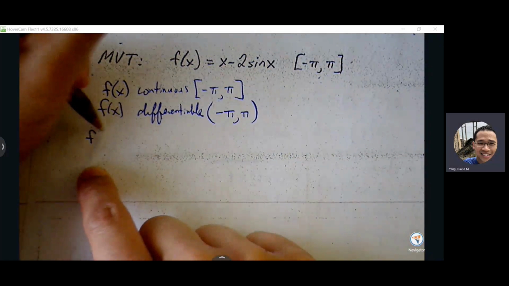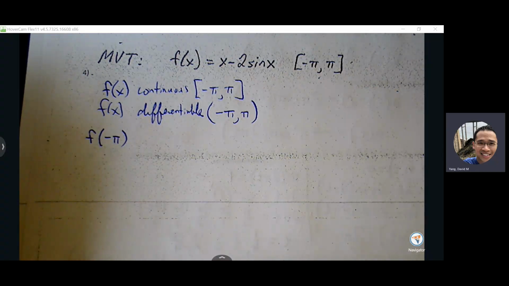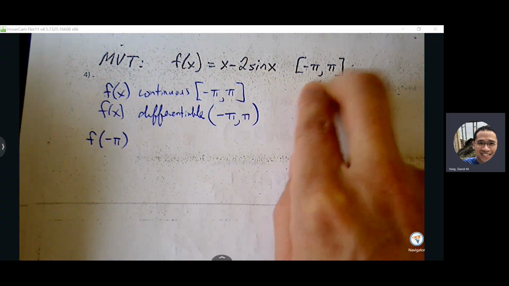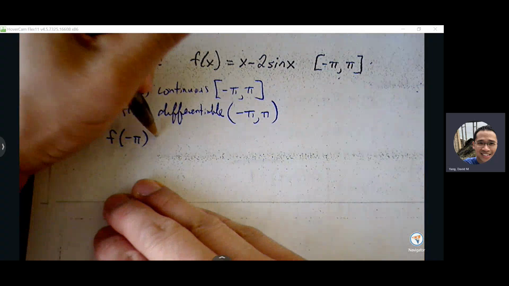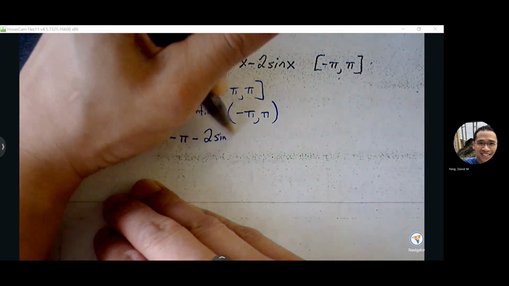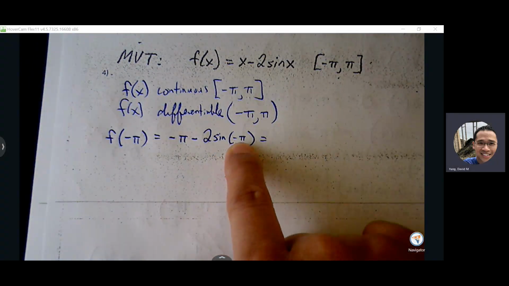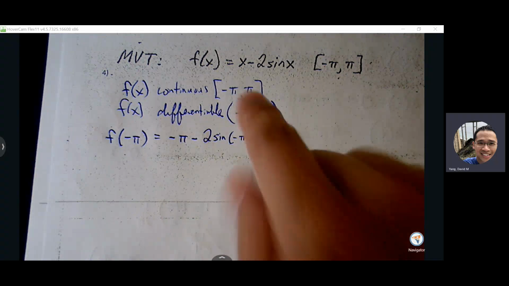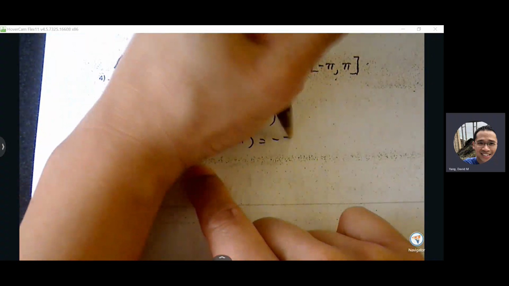Okay, just like with mean value theorem or Rolle's theorem, our next step is always finding the location of the endpoints. So no derivative yet. We're just going to insert our endpoints into the original function. Sine of negative pi. If you don't recognize negative pi, you can add 2 pi to it. Same thing as pi. Sine of pi is 0. So negative pi minus 0, which is negative pi.